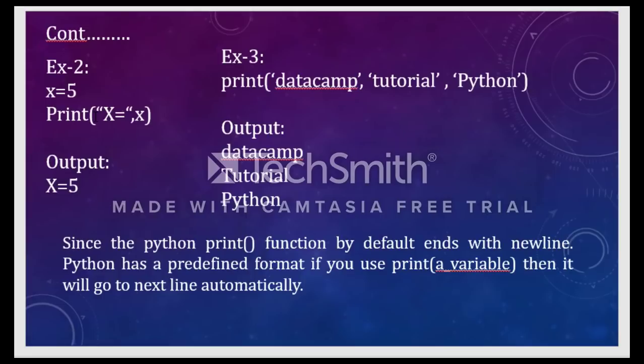If you want to store any value in a variable, you can simply provide that value to that variable, and we can use that variable in the program. Next, you can see another example of the usage of this print statement. Suppose I have 3 values which I want to print on the screen: DataCamp, tutorial, and Python. We can provide multiple parameters to the print function.